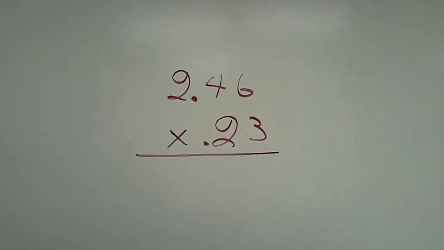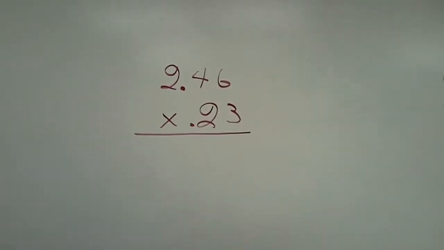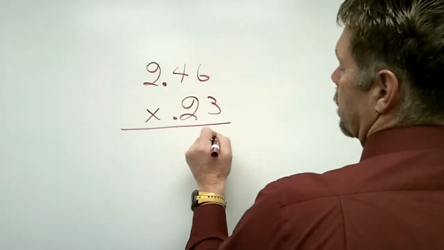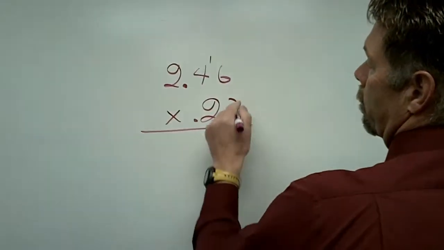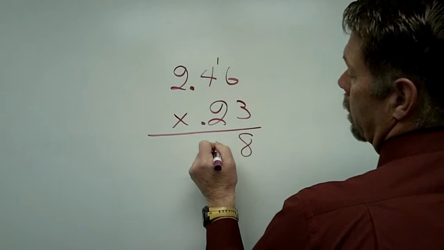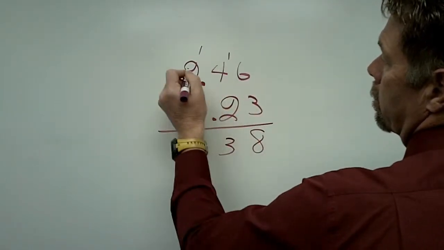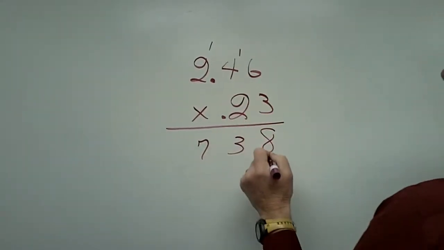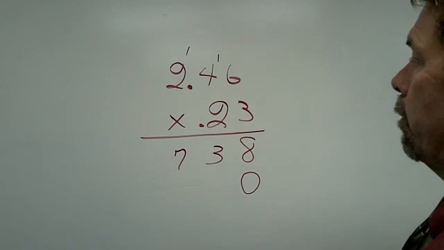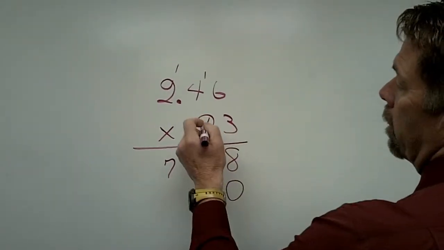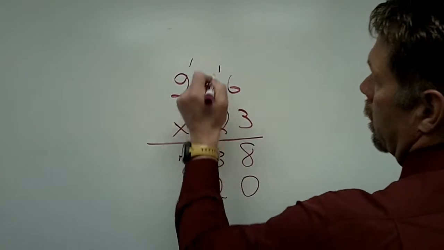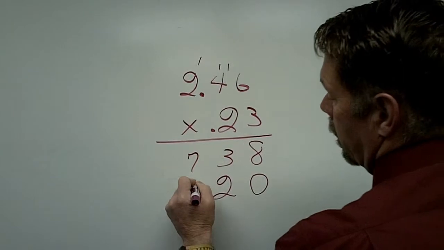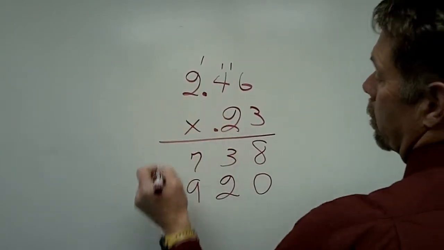So the first thing we're going to do is do the operation just like we would if it was 23 times 246. No different. 3 times 6 is 18. 1 goes up. 3 times 4 is 12, plus 1 is 13. 3 times 2 is 6, plus 1 is 7. Okay. 2 times 6, again, we do our placeholder just like we would if we were doing a problem without the decimals. 2 times 6 is 12. Carry the 1. 2 times 4 is 8, plus 1 is 9. And then 2 plus 2 is 4.